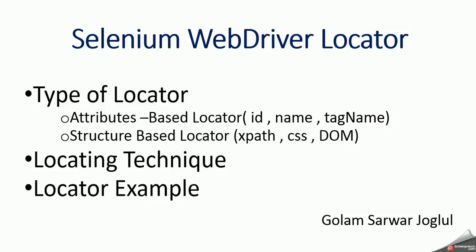Today I'll discuss and explain the technique of how to identify elements on different web pages using the Selenium WebDriver Locator. There are two types of locators in Selenium: attribute-based locators, for example ID, name and tag name, and structure-based locators, XPath, CSS locator and DOM.